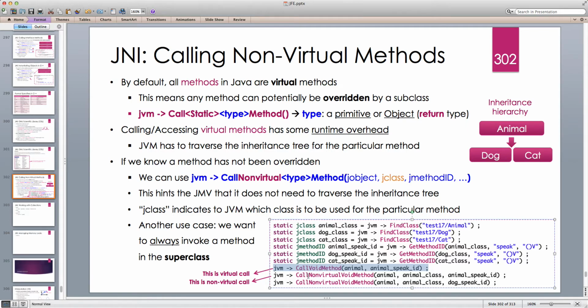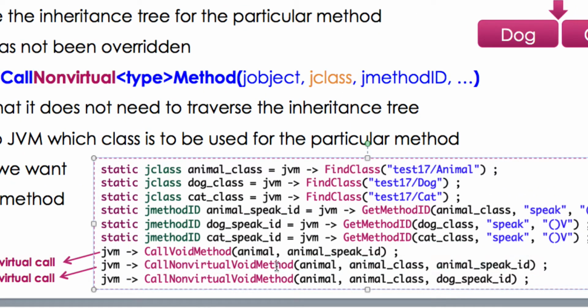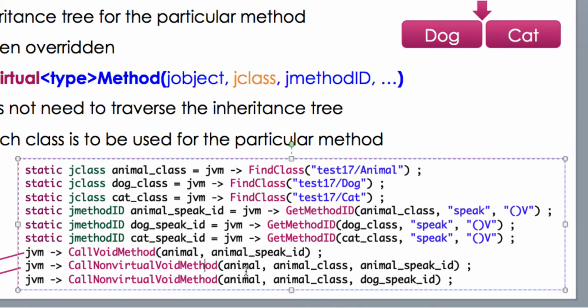But then if I add the non-virtual keyword, so call non-virtual void method, what happens here is that now the JVM basically, I say, okay, the jobject is this, but go inside the animal class and invoke the animal speak method, all right? So I'm passing it the method ID of the speak inside the animal class. What happens here is that in this case, even if the type of this object is dog or cat, the speak method inside the superclass, which is animal, is going to be called.